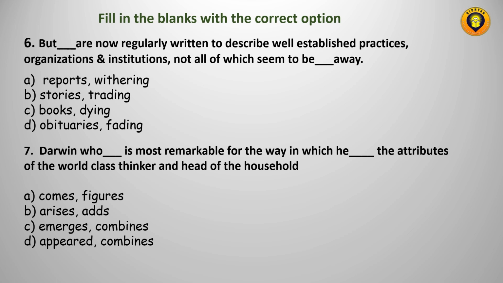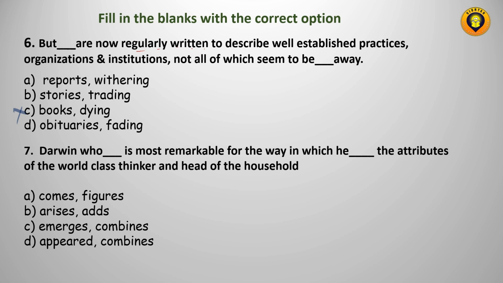But dash are now regularly written. Now which can be written regularly? Do you think books can be read regularly? No, right? So we will first eliminate books and dying. We are left with three options: reports withering, stories trading and obituaries fading.